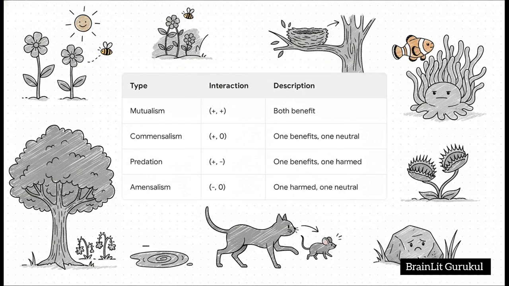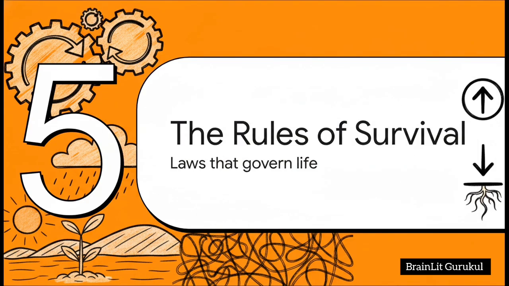It's a lose-neutral situation. So one organism is harmed, but the other one gets nothing out of it, positive or negative. A great example is a huge tree that casts a shadow and kills the little plants underneath. The tree doesn't care one way or the other, but the small plants definitely lose. So if the environment is setting all these limits, what are the actual rules of the game? Well, let's look at two fundamental laws that really dictate the boundaries of where life can exist.